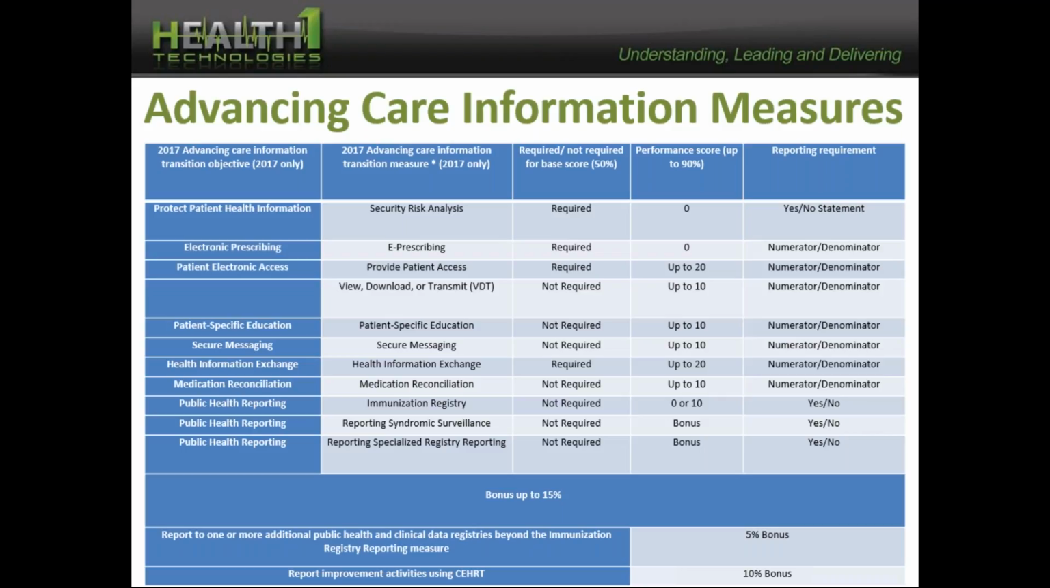So this table is a review of the measures. I wasn't going to dive into the details of the measures in today's webinar, but just wanted to give you a high level of what the measures are. Most of them should look very similar to what you might have seen in Meaningful Use. Security risk analysis, e-prescribing, patient access, view, download, or transmit, patient education, secure messaging, health information exchange, med reconciliation, immunization registry, syndromic surveillance, and specialized registry. So you can tell there's a focus on patient engagement as far as portals and secure messaging and education, and also on exchange of information. Those are the areas that CMS is really focusing on.